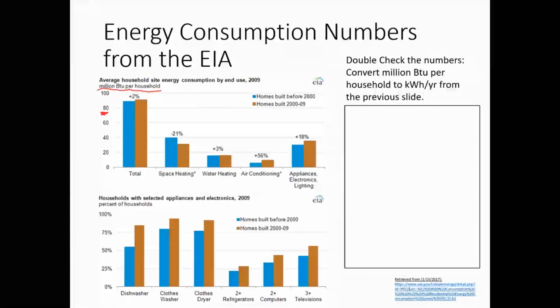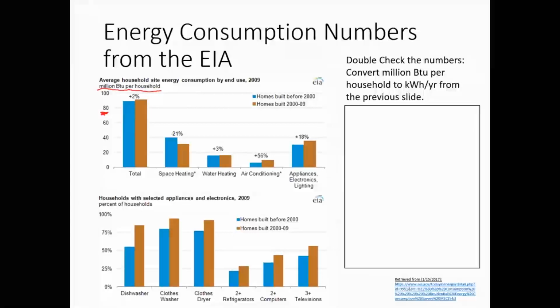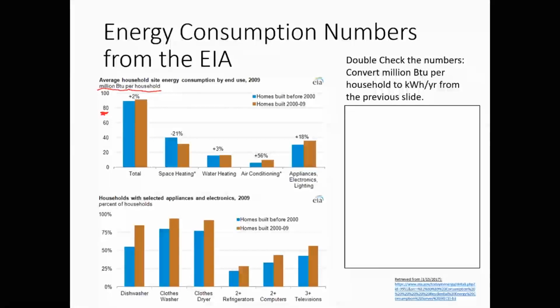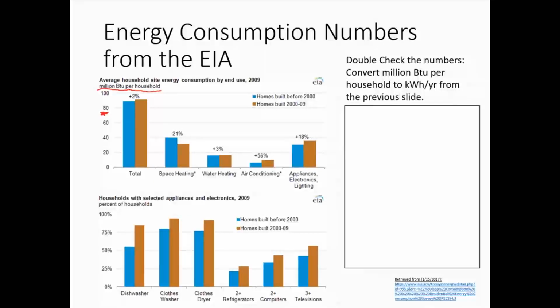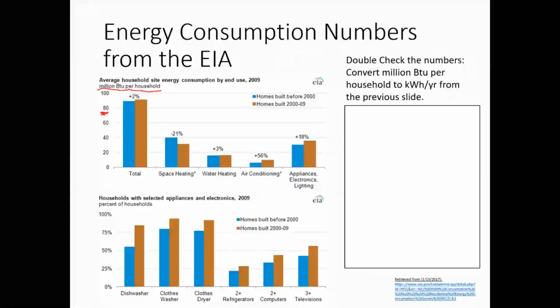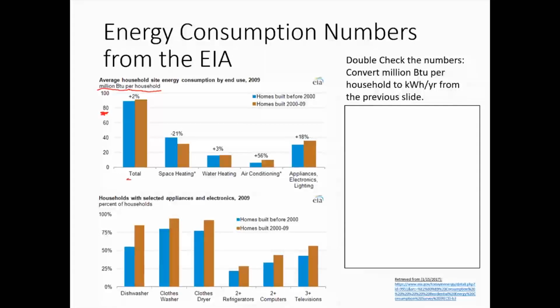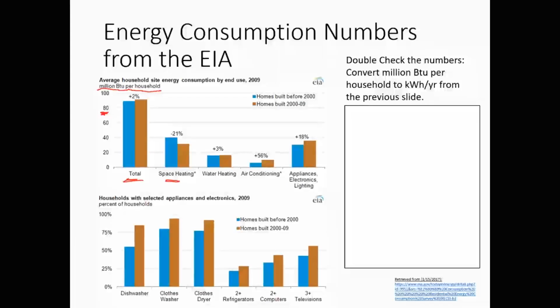So comparing this energy use in kilowatt hours per year, at the previous slide, we were looking at 20,000 to 35,000 kilowatt hours per year. And remember, these are both energy metrics. So BTUs, energy, kilowatt hours, energy, right? So we have total energy here. We have space heating, we have water heating, we have air conditioning, and then we have our plug loads and stuff like that.